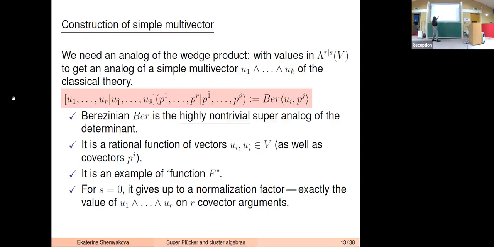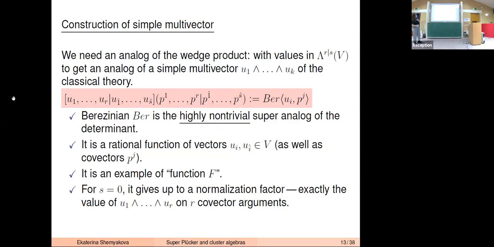We just consider a pairing, right? So we consider the Berezinian of the following matrix, where the ij element of the matrix is going to be the pairing between u_i and the corresponding covector. Anyway, I already told you about the Berezinian. It's not the same formula as the determinant. It's a highly non-trivial analog of the determinant. And one thing you may need to know is that, unlike the determinant, which is just a polynomial in the entries of the matrix, the Berezinian is a rational function. For example, that's what you may need to know.